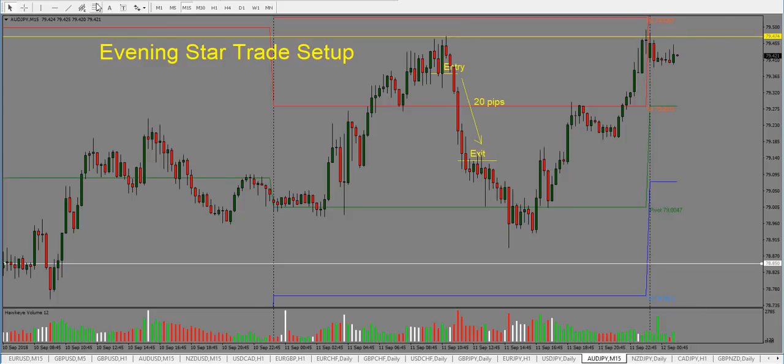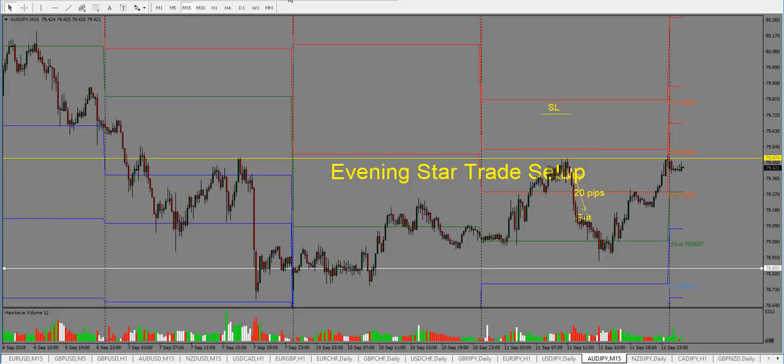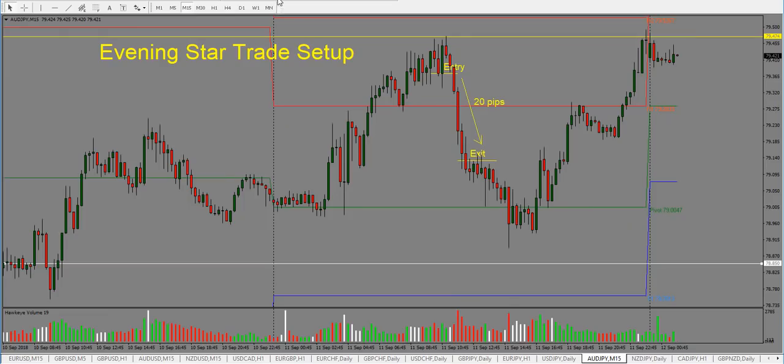Another trade that I took today was an evening star trade setup for Aussie yen. So this is a 15-minute Aussie yen chart. And if we were to zoom out, we can see again, Aussie yen, the bias was to the downside. Price had come into this previous support resistance area, dropped from here. So I was looking at this support resistance area for a reaction. Our R2 level of the pivot point was right there as well. So there were a couple of things right at that level.